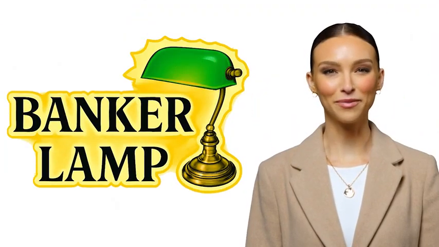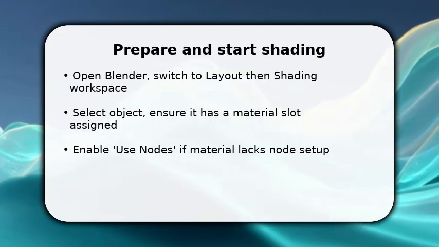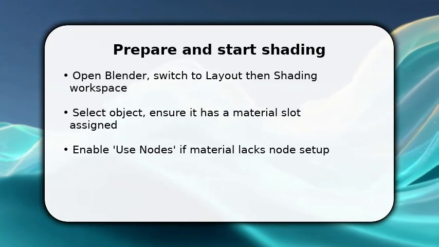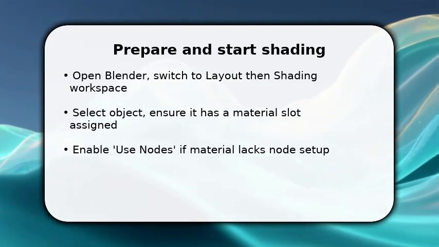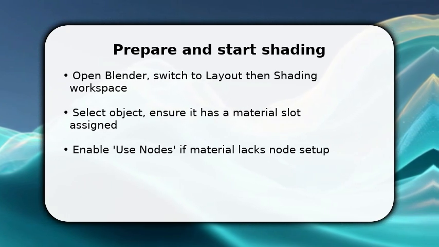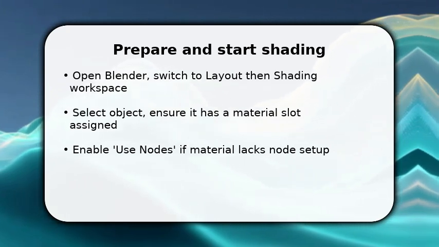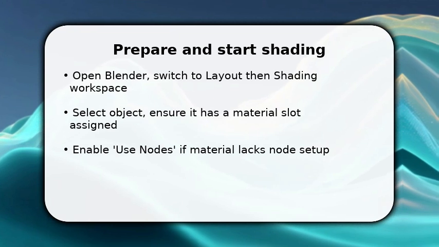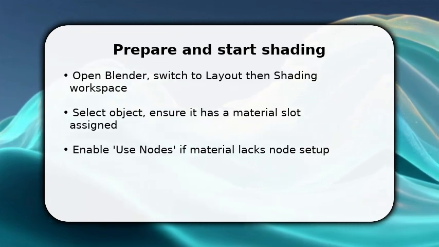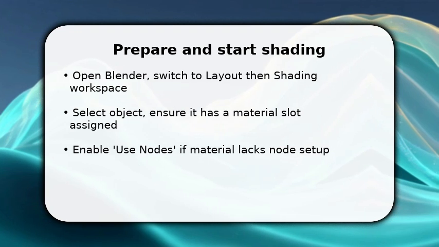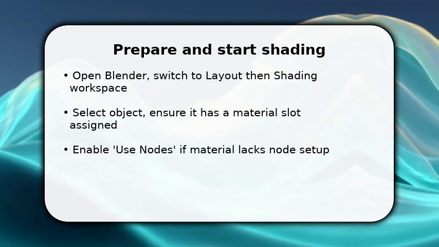Please enjoy the video. You begin by setting up the material node tree. Select your object and open the shading workspace so you see the shader editor. Create or confirm a material and make sure use nodes is active. Once done, add a transparent BSDF node and a mix shader node. These are the first actionable pieces.